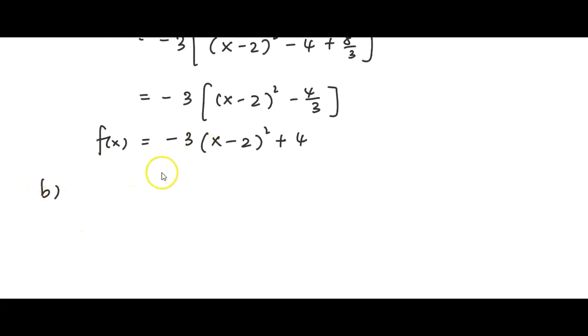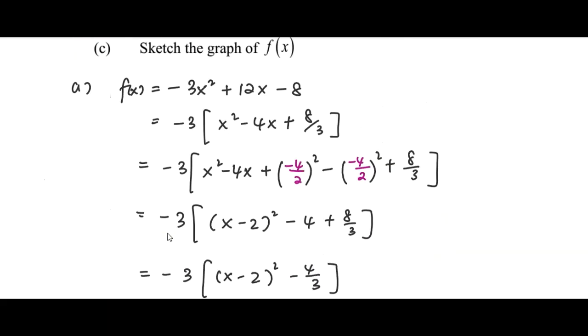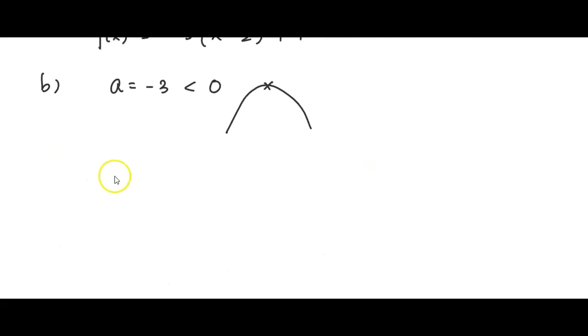For question B, to determine the minimum or maximum point of f(x), we will look at the value of a. Since the value of a is equal to negative 3, which is less than 0, our graph is in this shape, having the maximum point. It's a parabola which opens downwards. So we determine the maximum point or minimum point.